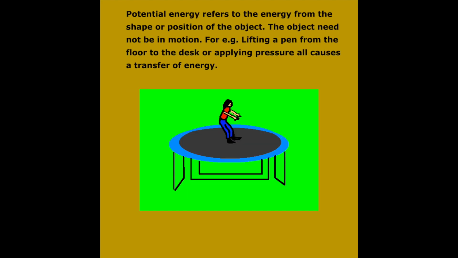Potential energy refers to the energy from the shape or position of the object. The object need not be in motion. For example, lifting a pen from the floor to the desk or applying pressure all causes a transfer of energy.